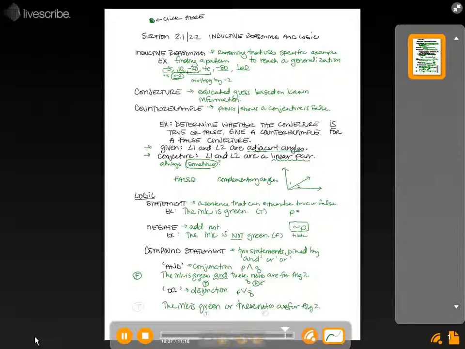Now the first one's true again. Second one's false, just like before. But for a disjunction, only one needs to be true. Alright, and since this first one's true, the ink is green, then the whole thing is true. So only one of them needs to be true. If both of them are false, then it's false. Okay? But if one of them's true, then the whole thing is true. It's different than a conjunction, because for a conjunction, both need to be true. For a disjunction, for or, only one needs to be true. And those are your notes for section 2.1 and 2.2.